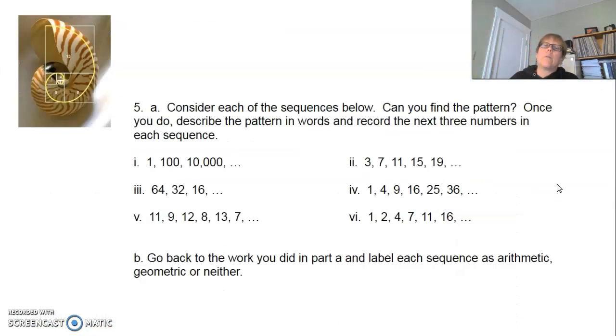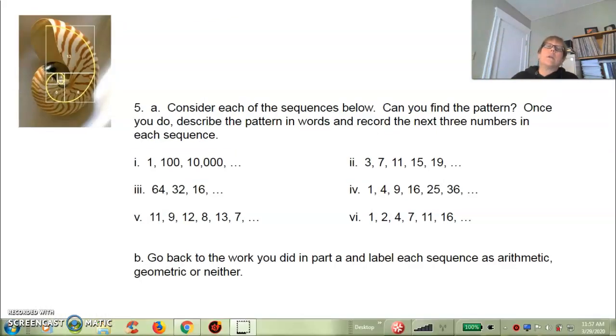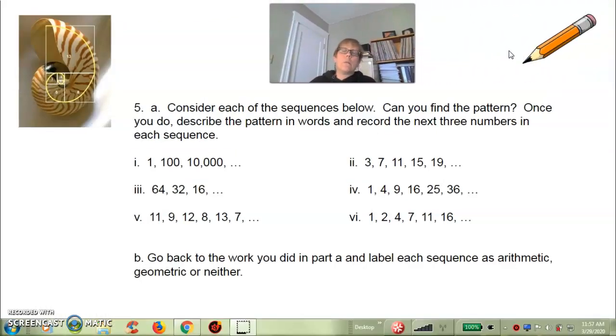Moving along. Hard to see because my face is in the way again, but pencil. Here's what I want you to do. This has to do with sequences. I'd like you just to read the instructions. Do A and B. And when you're ready, come on back and we'll compare answers.